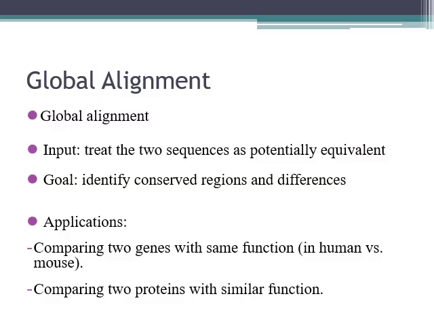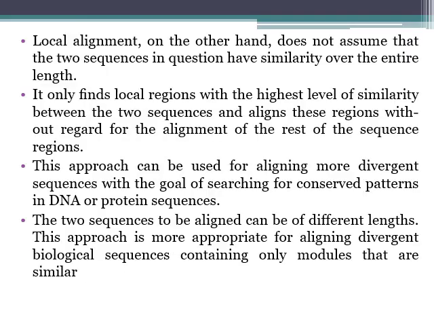So suppose there is an amylase enzyme you isolate from two different species. It is performing the same function. Then you can compare it by the global alignment method. Then next is local alignment. Local alignment, on the other hand, does not assume that the two sequences in question have similarity over their entire length. It only finds local regions with the highest level of similarity between the two sequences and aligns these regions without regard for the alignment of the rest of the sequence regions.